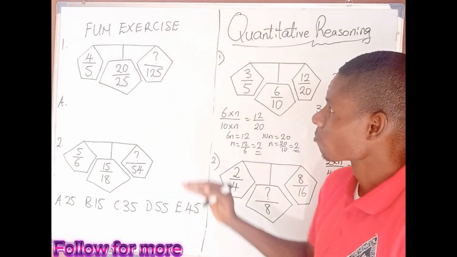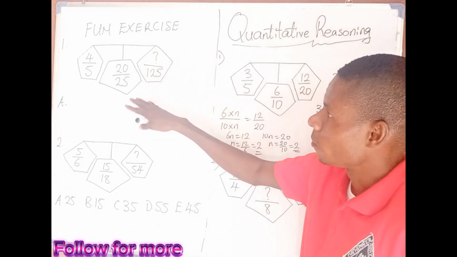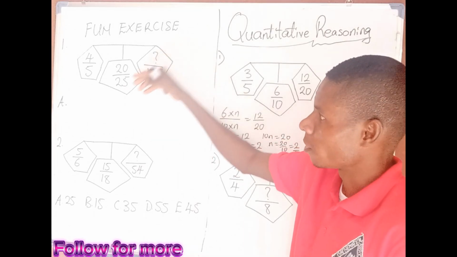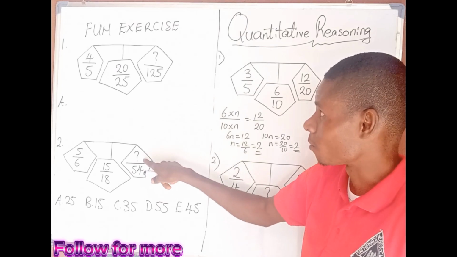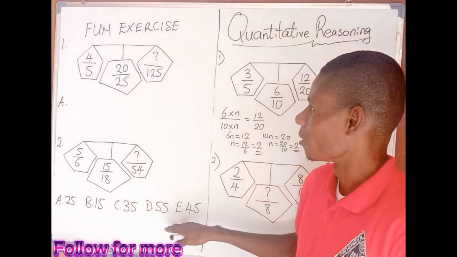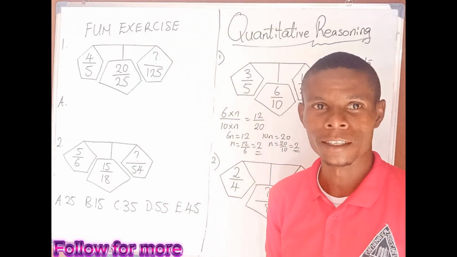Here we need to find here, but the options are not here. In this case, we need to find here, but the options are here. So do that and tell me the answers.